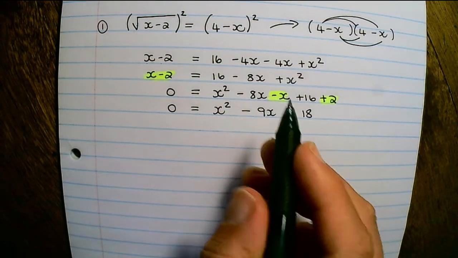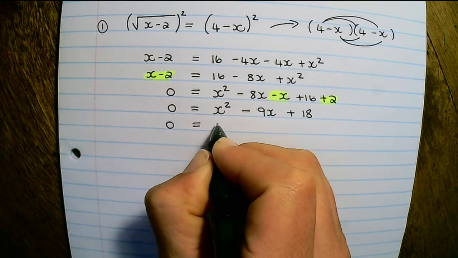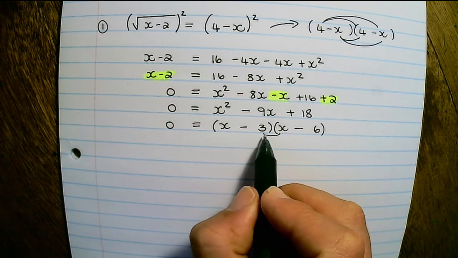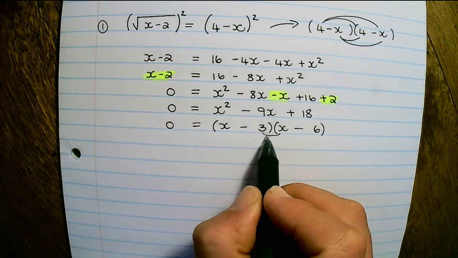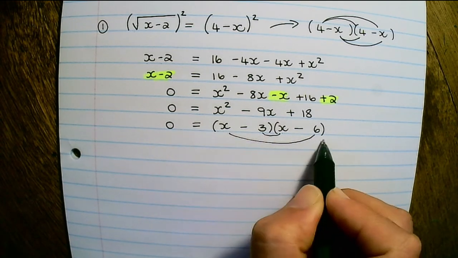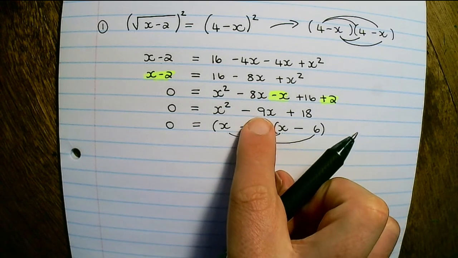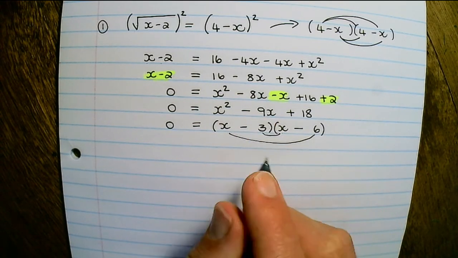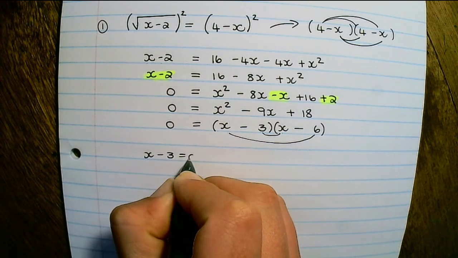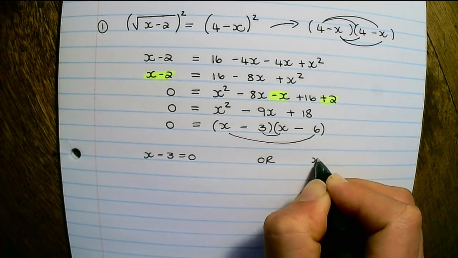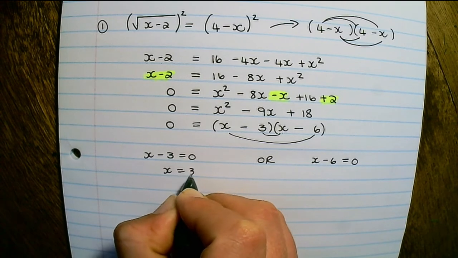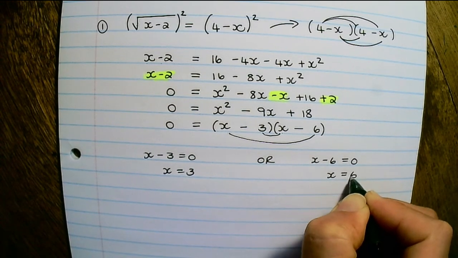Now you can factorize that trinomial in order to solve x. So remember to check your factorization. Negative 3 times x is negative 3x, and negative 6 times x is negative 6x, and together that becomes negative 9x, which is the middle term. Now I can solve x. So x minus 3 equal to 0, or x minus 6 equal to 0. Therefore x is equal to 3, or x is equal to plus 6.